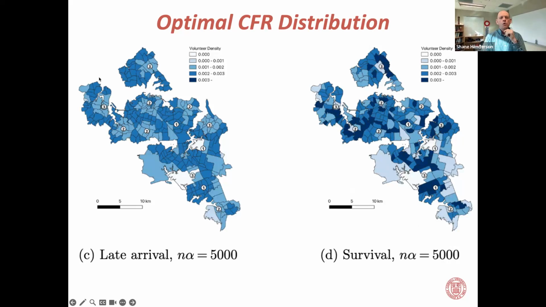On the left, it's much more of a uniform kind of allocation that you're pursuing. And on the right, it's much more concentrated. And there's interesting effects that happen around the ambulance bases, which are these funny little circles. So I won't go into the details there, but basically the solutions look really different depending on which objective you're optimizing for.